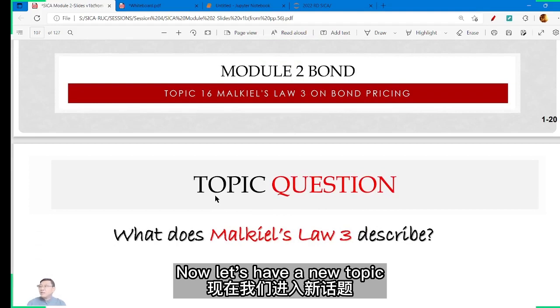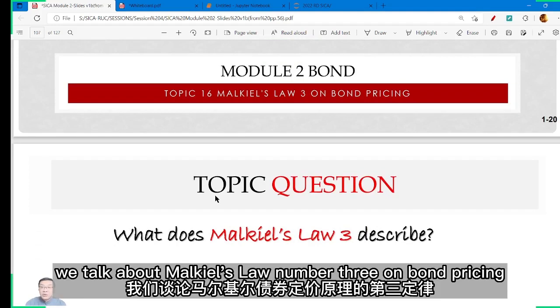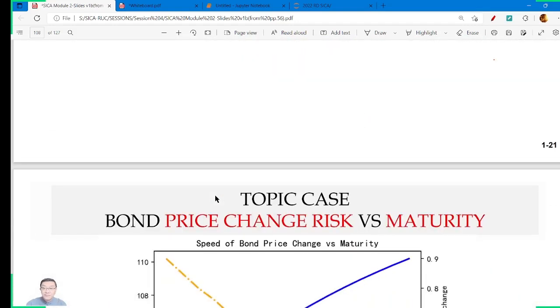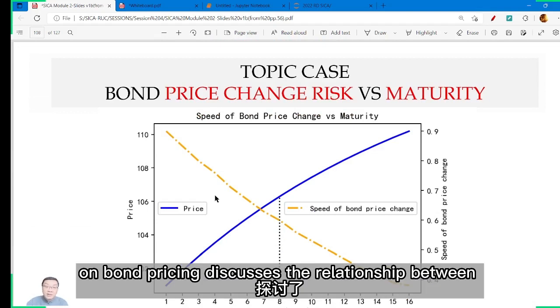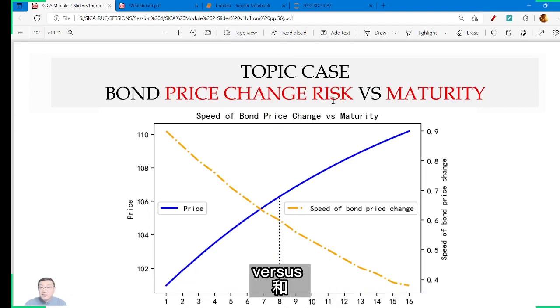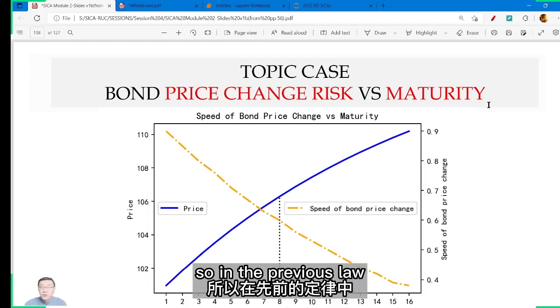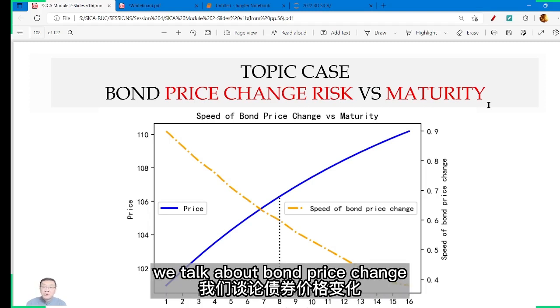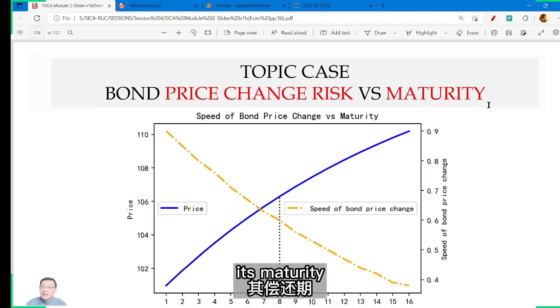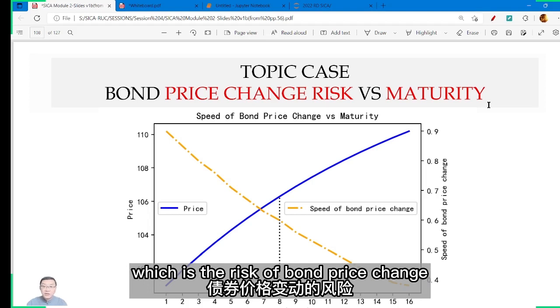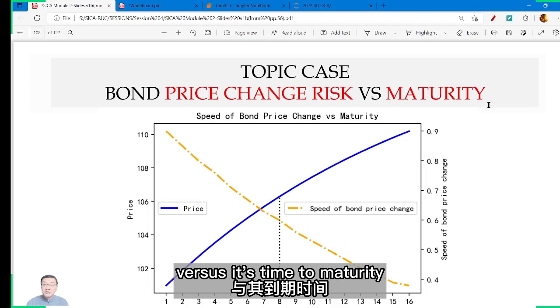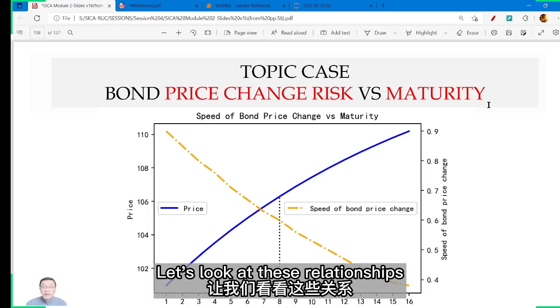Now, let's have a new topic. We talk about Moki's law number 3 on bond pricing. Moki's law number 3 on bond pricing discusses the relationship between bond price change risk versus its maturity. So the previous law, law number 2, we talk about bond price change versus its maturity. But law number 3, we discuss in the further situation, which is the risk of bond price change versus its time to maturity. Let's look at these relationships.